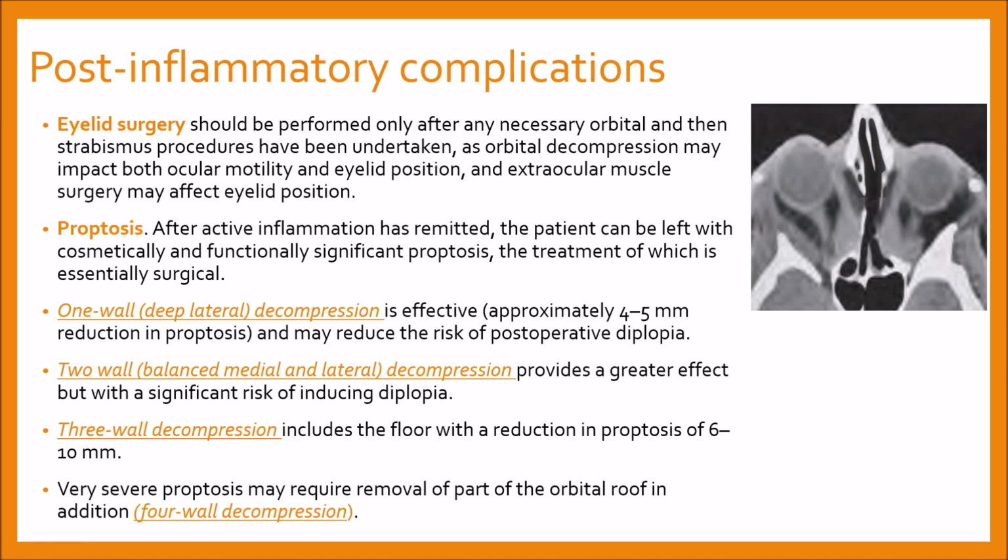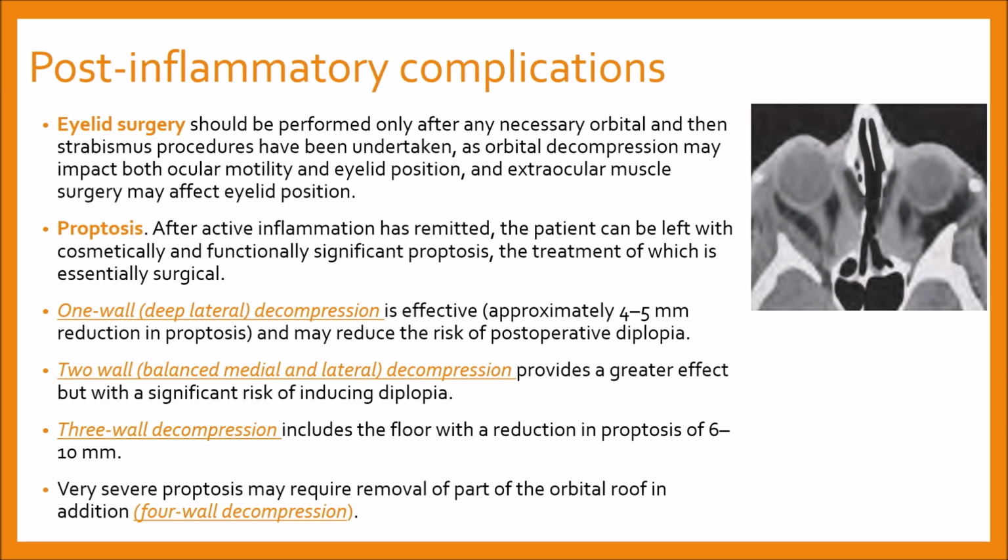Proptosis after active inflammation has remitted. The patient can be left with cosmetically and functionally significant proptosis, the treatment of which is essentially surgical. Surgical decompression increases the volume of the orbit by removing the bony walls and may be combined with removal of orbital fat. Most surgery is undertaken via an external approach, though the medial wall and the medial part of the floor can be reached endoscopically. One wall, which is deep lateral decompression, is effective approximately 4 to 5 millimeter reduction in proptosis and may reduce the risk of postoperative diplopia.